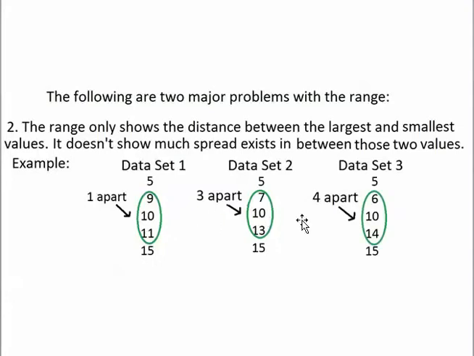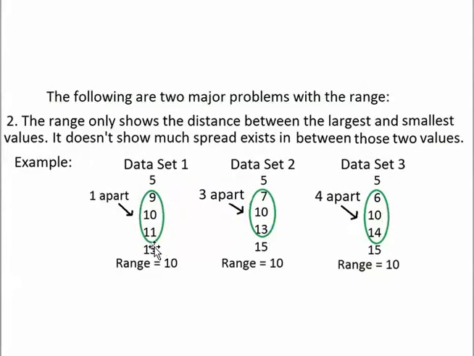So the middle values are getting more spread out, but the range isn't going to change, because if the highest is always 15 and the lowest is always 5, the range will be 10 for all 3 data sets. So the range tells you how far apart the lowest and highest values are, but it doesn't show anything about how spread out the middle values are from each other. So the range doesn't do a very good job of showing the overall spread that exists throughout the entire data set.